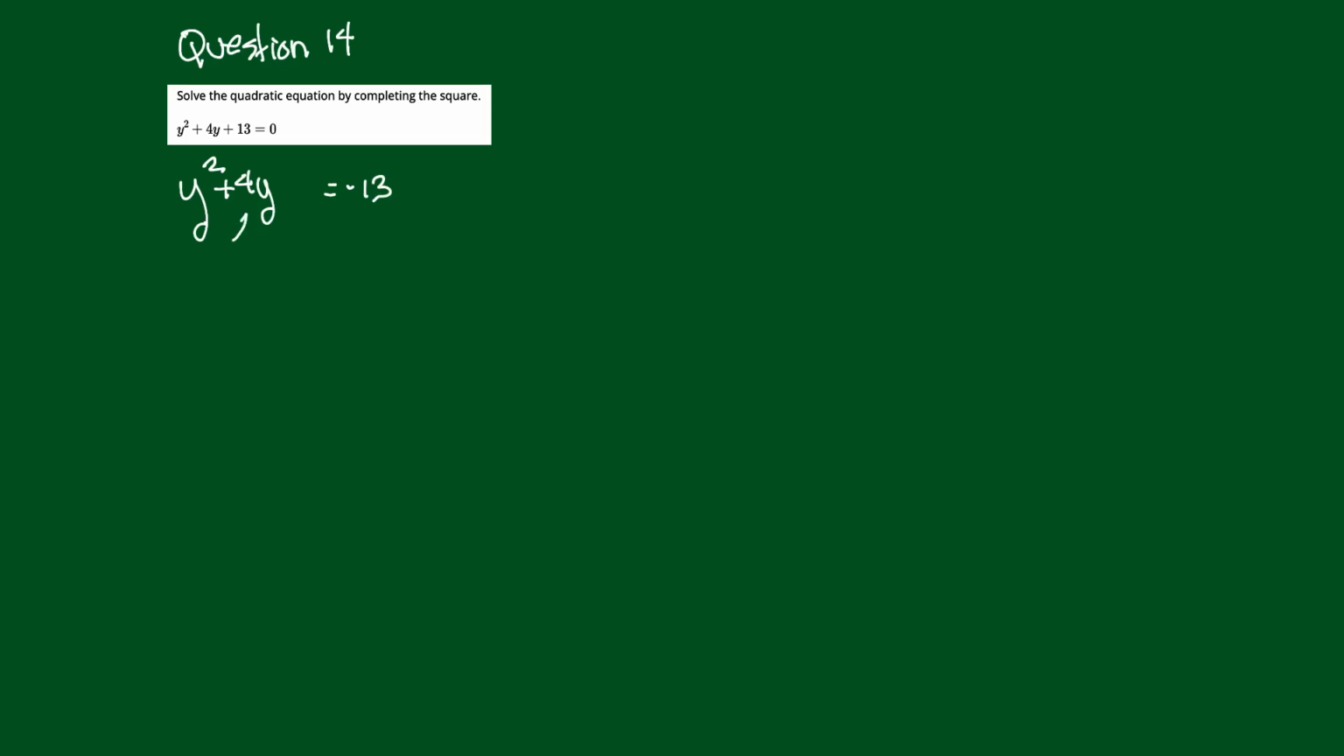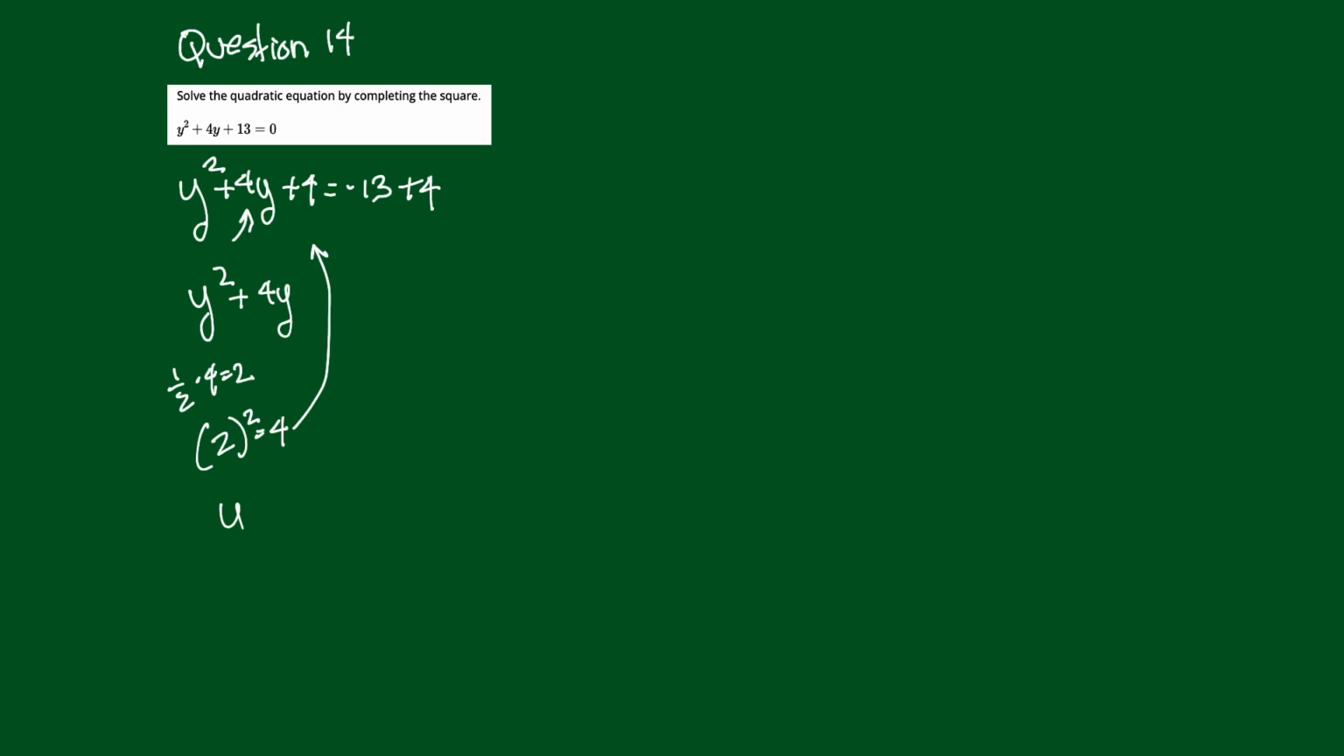Now, take half of this coefficient and square it. All right, so I'm going to get y squared plus 4y. Now take half of that. Half of 4 is 2, but then I square the 2, getting a 4, and that's what I put up here, plus 4. But if I add 4 to the left side, I have to add that to the right side.